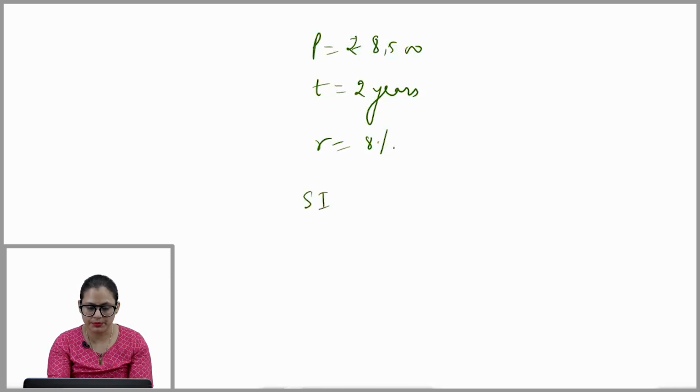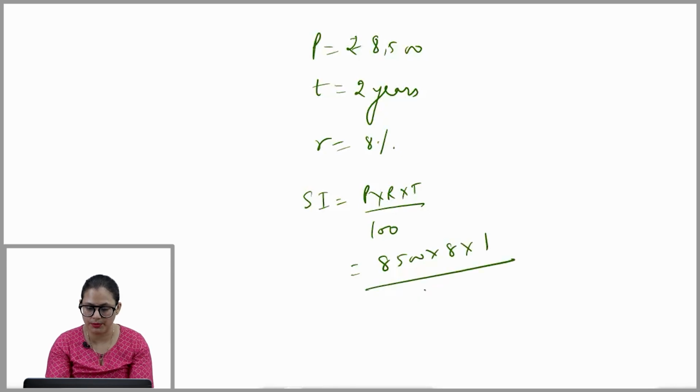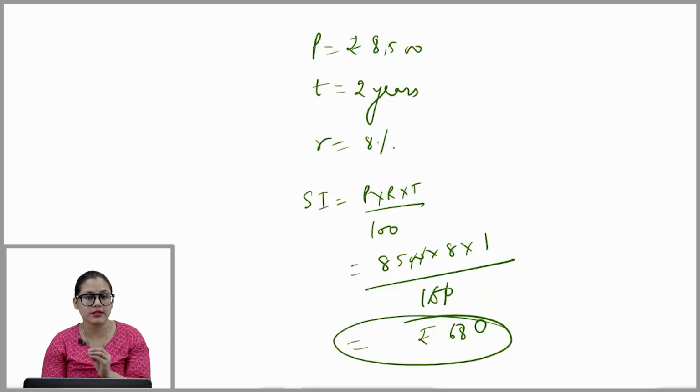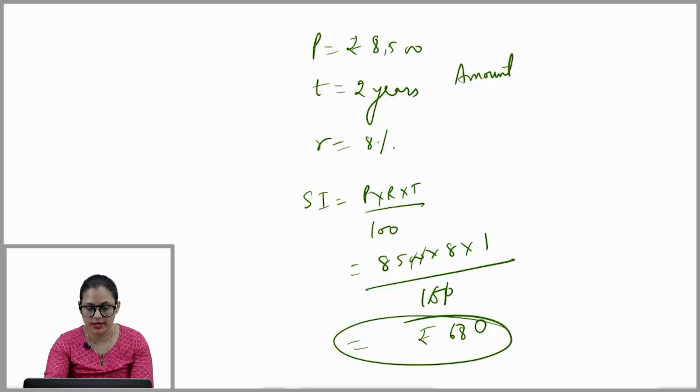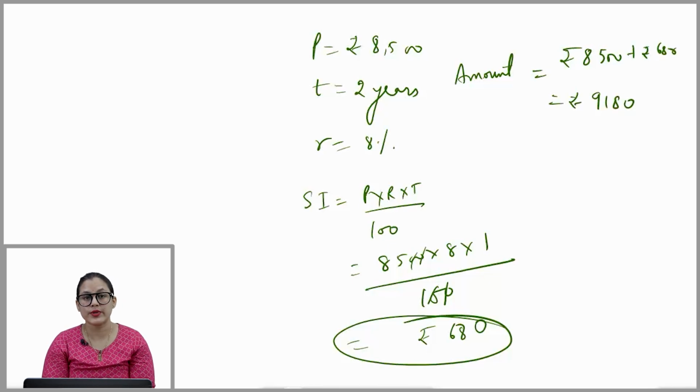So simple formula of simple interest is P into R into T upon 100. 8,500, rate is 8% upon 1 into 1 upon 100. 0 goes. Okay, 680 rupees. This is the interest for first year. Okay. Now amount is rupees 8,500 plus rupees 680. It's equal to 9,180. Now we have to find interest for second year.